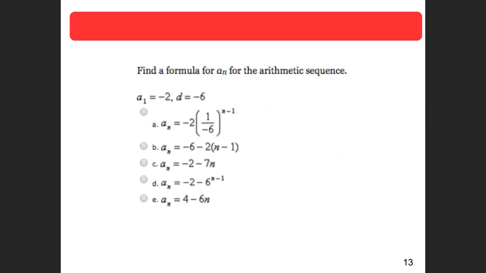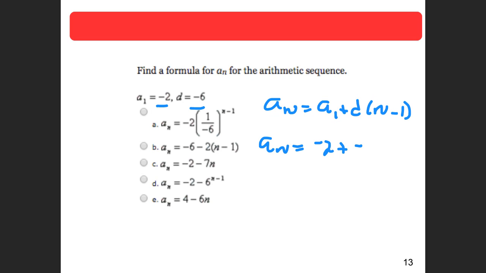It says find the formula for a sub n for the arithmetic sequence. Okay, so it gives us the first term, it gives us a d value. So again, the formula is a sub n is equal to a sub 1 plus d times n minus 1. Well, they gave us the first term and the d value. So a sub n is equal to -2 plus -6 times n minus 1.